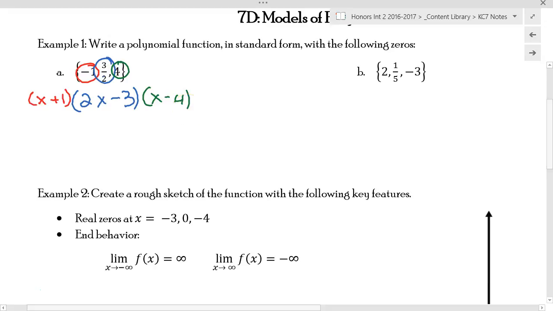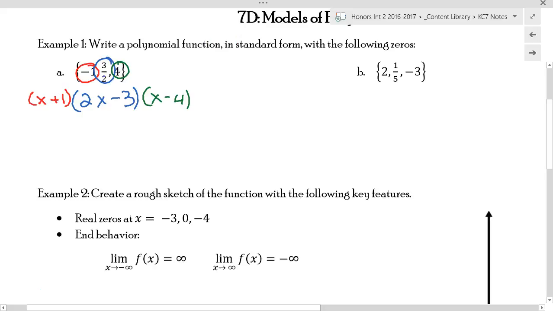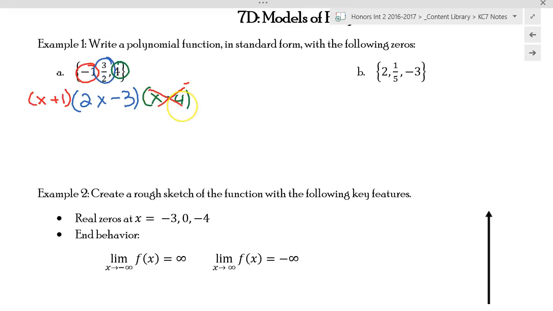The last thing I need to do, just like we did before, is multiply. So here I'm just going to distribute. I'm going to ignore my x minus 4 to start, so I'm not going to use that one first. I'm just going to distribute x times 2x, which is 2x squared, and x times -3 is minus 3x. Then 1 times 2x is 2x, and 1 times -3 is -3. Simplifying this by combining like terms, I get 2x squared minus x minus 3.